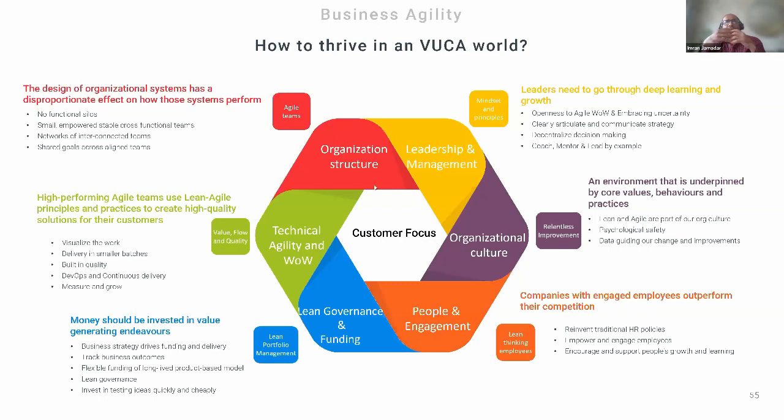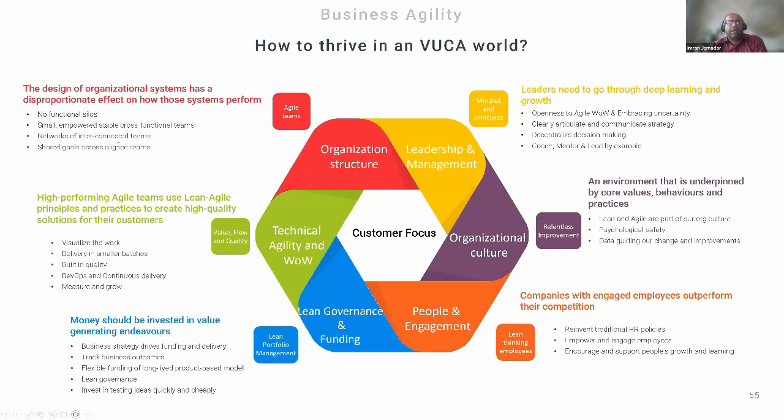The decision making needs to be decentralized. The decision making needs to happen where the information is available. Again, not all decisions. Some strategic decisions definitely need to be taken by the leadership, but the day-to-day decisions need to be taken at the ground level where the information is available. So it's all about mindset and principles of lean and agility applied at the leadership level.